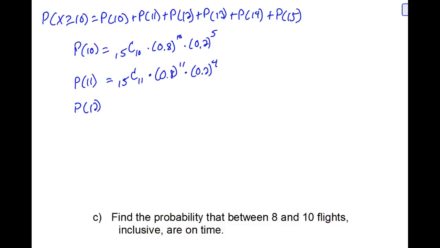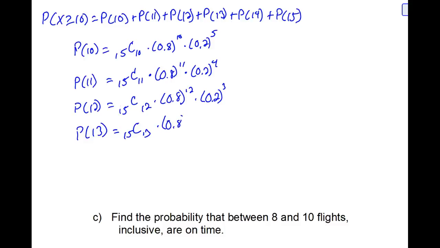Plus, now I'm going to do the probability of 12. Oh, that should be 15 choose 12 times 0.8 to the 12th, because 12 of them are going to be on time. Now, if 12 are on time, that means that only 3 are not on time. Then I have 13, 0.8 to the 13th, times 0.2. If 13 are on time, only 2 are not on time.